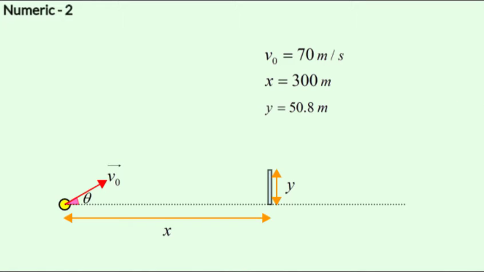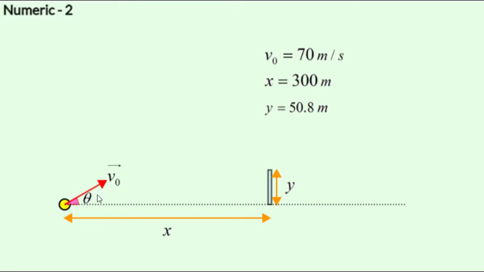We now take the same problem as in the previous lesson, and let's assume that in this case we know the x displacement is 300 meters and we know the y displacement is 50.8 meters. And we also know that the initial speed of launch is 70 meters per second. And in this case we are asked to find the angle of the launch, theta.